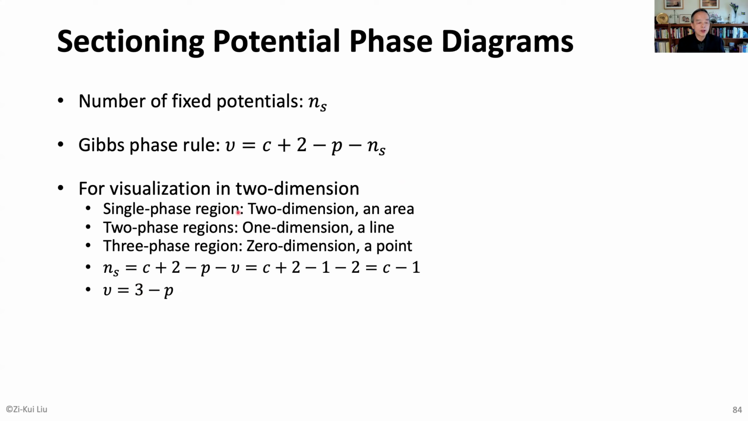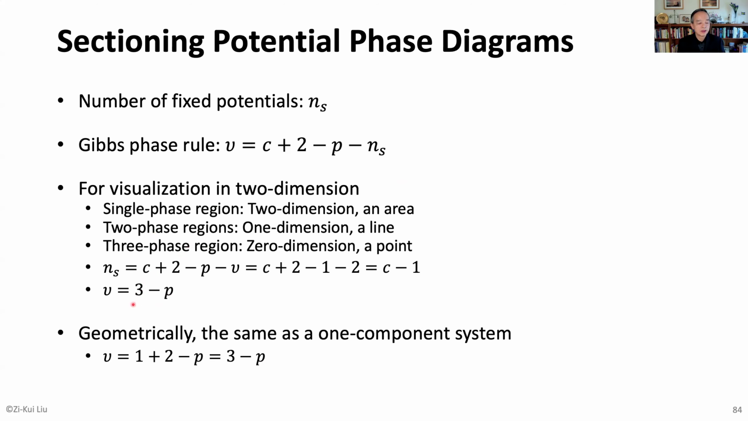So if 1 phase is 2 dimension, 2 phases, 1 dimension, 3 phases, 0 dimension. Now, geometrically that's the same as a 1 component system, because 3 equals 1 plus 2. That means every diagram we've sectioned into a 2-dimensional potential phase diagram just behaves like a 1 component system.